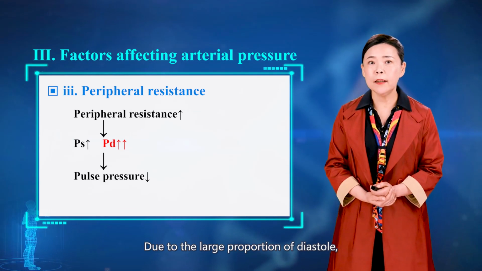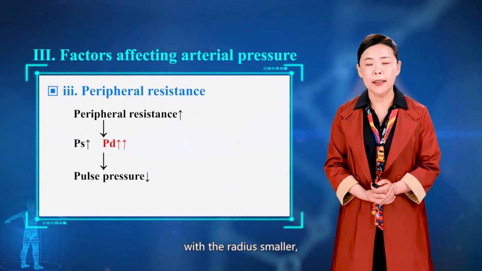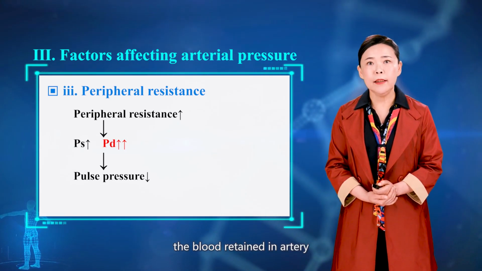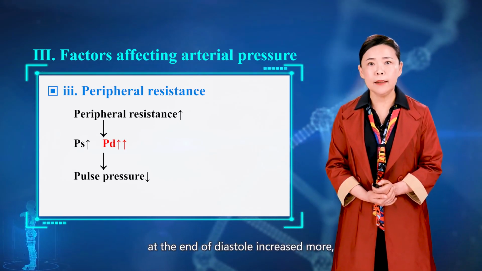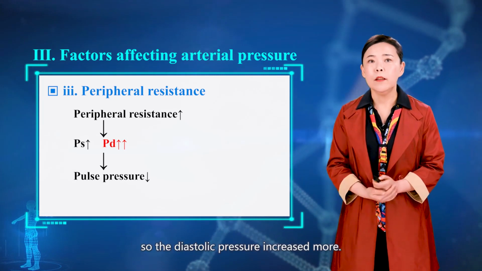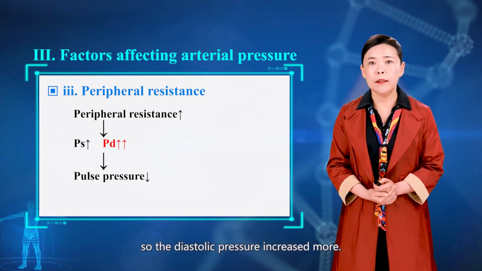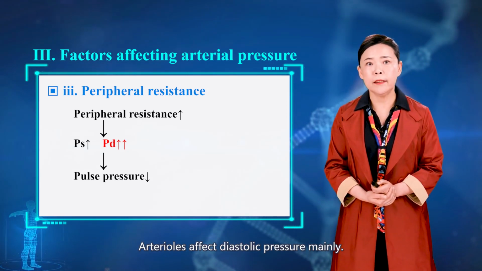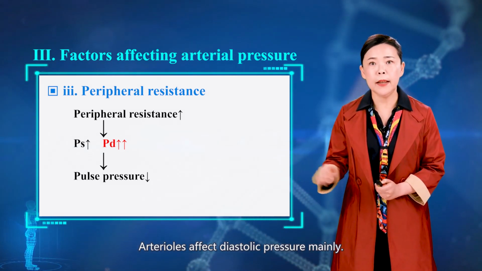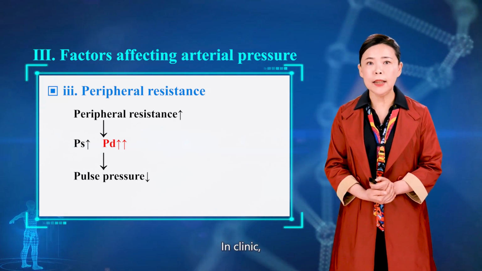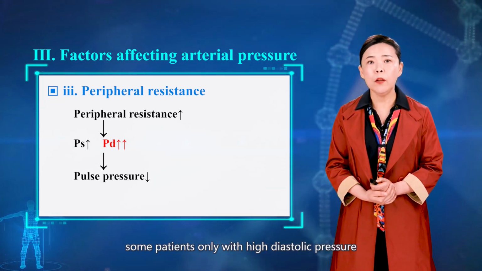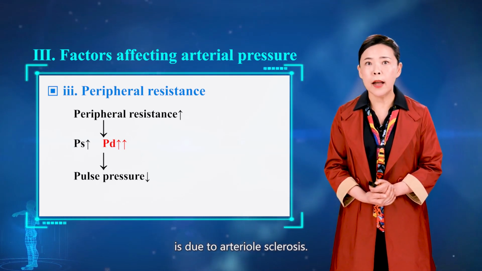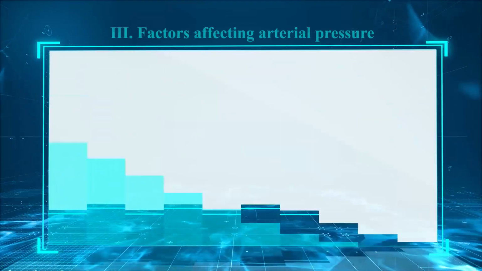Due to the large proportion of diastole, with the radius smaller, the blood retained in artery at the end of diastole increased more, so the diastolic pressure increased more. Arterioles affect diastolic pressure mainly. In clinic, some people with only high diastolic pressure have arterial sclerosis.